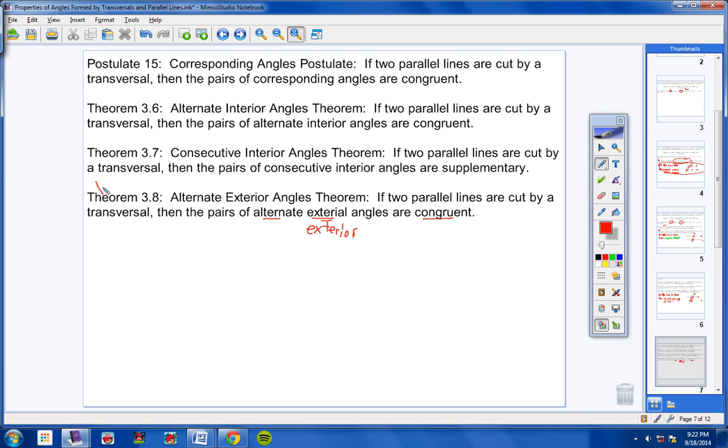Copy this in your notes if you would please, and I'll pause a second while you do that. Theorem 3.8, the alternate exterior angles theorem. Okay? All right, here's a picture of this theorem.